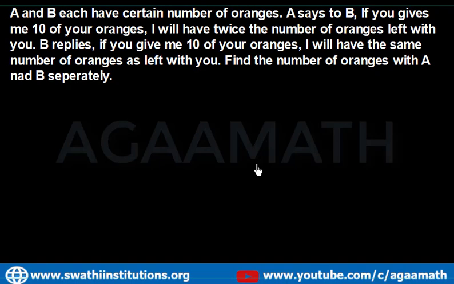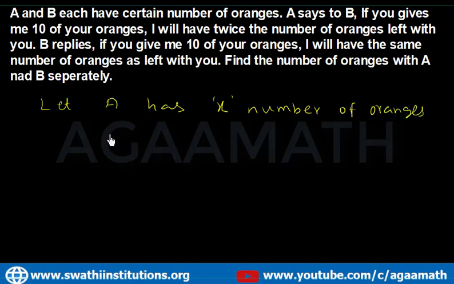Fine. Let us see. It's also very simple. Let's think that A has x number of oranges, and B has y number of oranges. So what can we do here? Let us see the condition first.